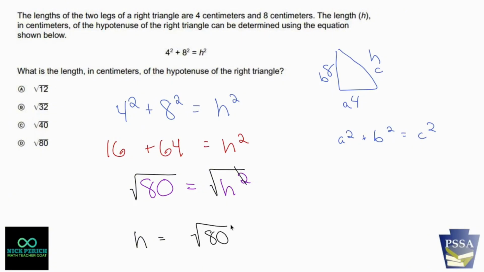Now, you could simplify that square root, but it's not an exact number. Looks like they don't want you to. They just want you to say square root of 80. So they kind of give you the beginning of the problem, then they kind of don't finish the problem. It's kind of nice.